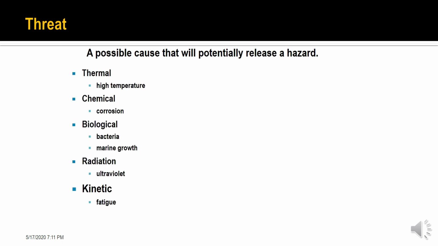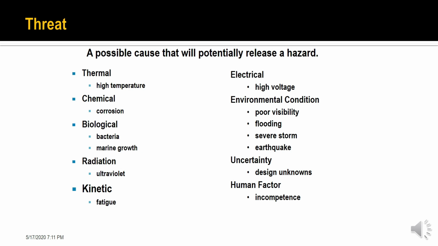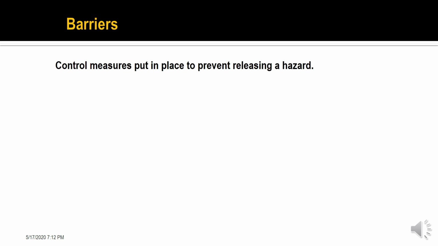So a possible cause that will potentially release the hazard is a threat, like high temperature, corrosion. There are biological threats like bacteria, marine growth, radiation, then fatigue, electrical high voltage, then poor visibility, flooding, severe storm, earthquake. All these things can release the hazard. Anything which has the potential to release the hazard is considered a threat. Then there's a thing called a barrier. What is a barrier? A barrier is a control actually. Control measures put in place to prevent releasing a hazard. Now as an example, if corrosion is a threat for the fuel storage tank to release the hazardous diesel, your control measure is maintenance.